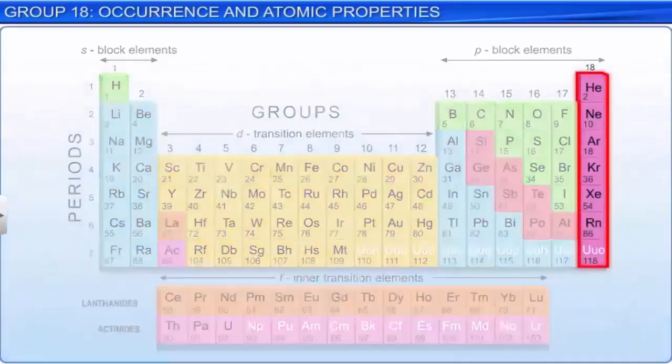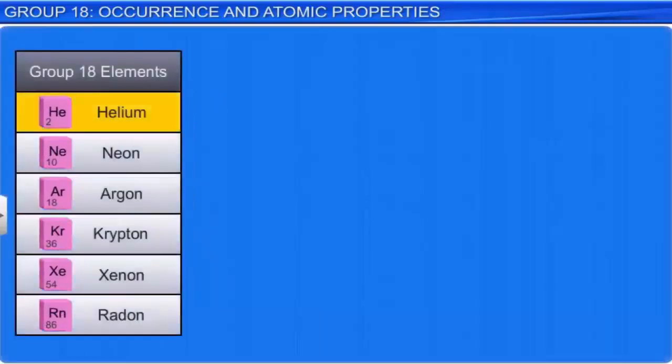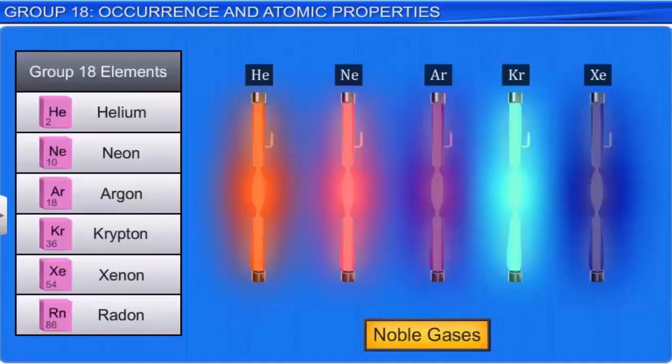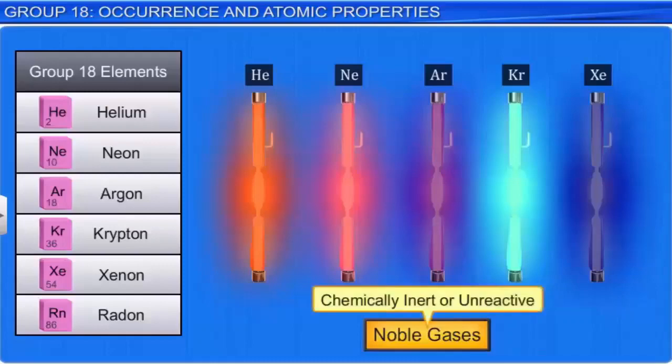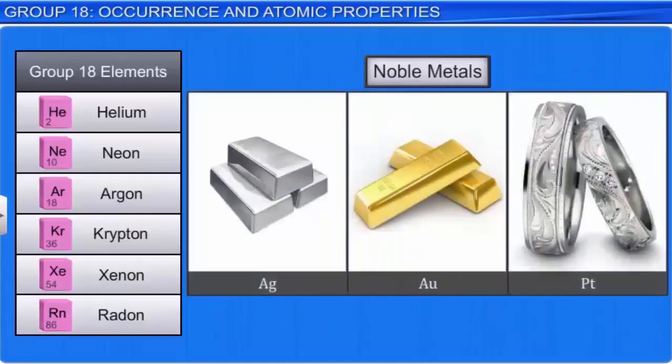The elements in group 18 are helium, neon, argon, krypton, xenon, and radon. These elements are collectively referred to as noble gases. The term noble gases implies that these elements tend to be chemically inert or unreactive, just as noble metals show reluctance to react under normal conditions.